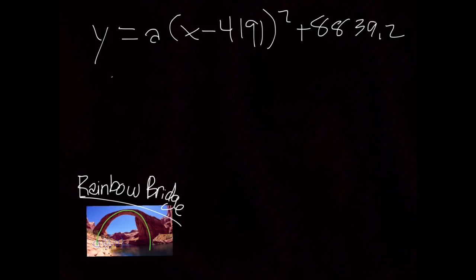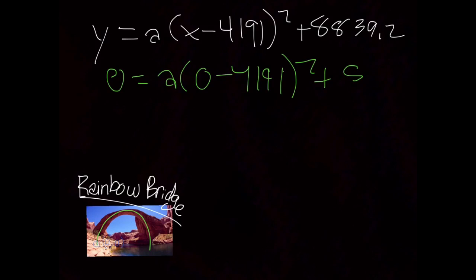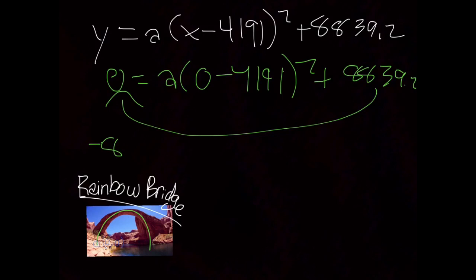and we'll get 0 equals a(0 minus 4191) squared plus 8839.2. So now we have a as our only variable and we can solve for it. So what we'll get is we'll switch that over to that side and get negative 8839.2.